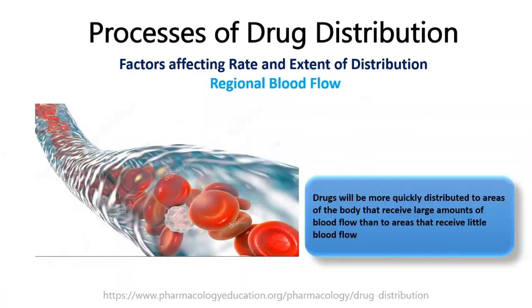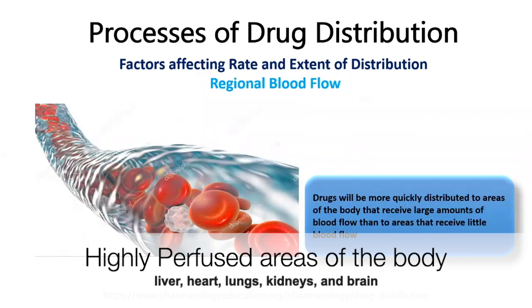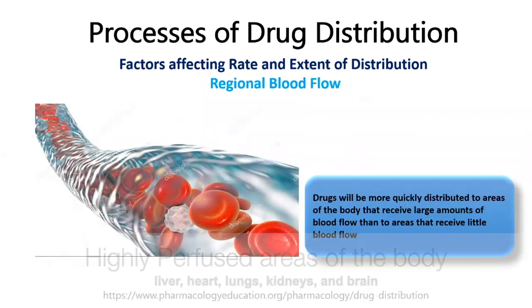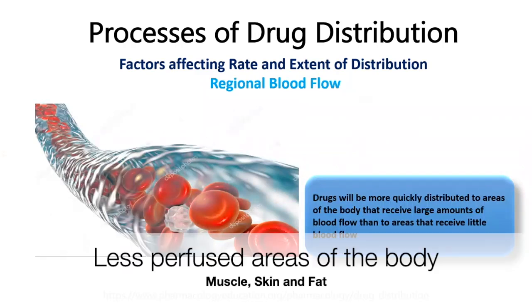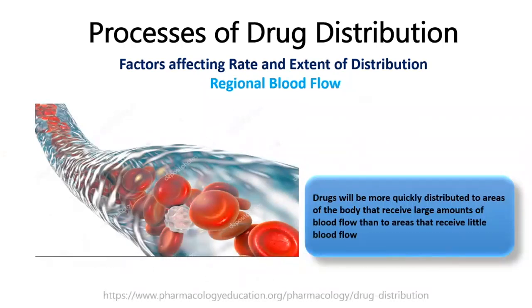Remember, the heart, the brain, the kidneys, than areas that receive little blood flow like your skin, adipose tissue, skeletal muscles. Cardiac output, that is the amount of blood that the heart is pumping out at a certain time, and the local blood flow of various organs greatly influence the initial distribution of drugs.